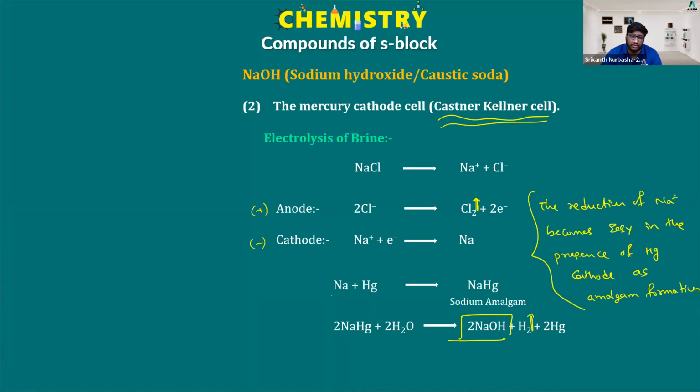Is that clear or not? Yes, sir. It is also a similar brine solution only. We have just changed the electrode, that is, the mercury electrode we have taken. Whenever you take the mercury electrode, the reduction of Na+ becomes easy because of the amalgam formation. Based on that, NaOH is obtained whenever the sodium amalgam reacts with water.